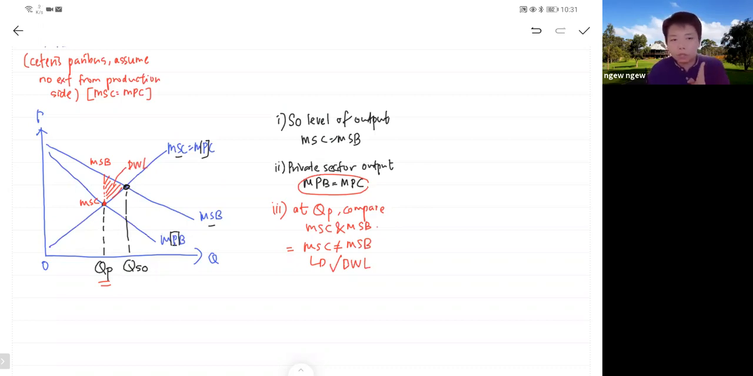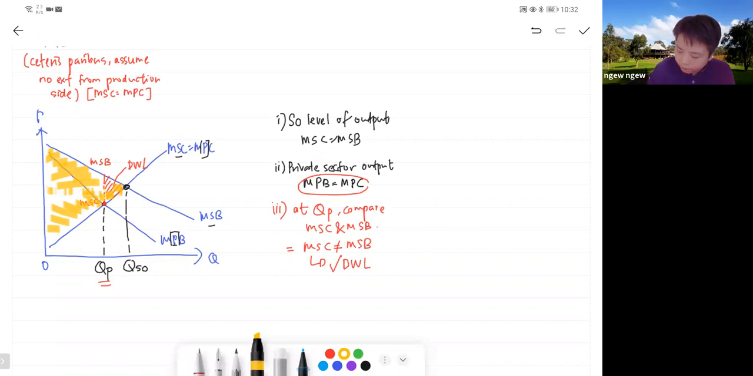Because when you are producing at socially optimum level of output, supposedly all your welfare is maximized already. The top part you gain until this, the bottom part you gain until this peak, okay? But if you are producing only at private sector output, you are actually gaining this much only. You are actually just gaining this much until this part.